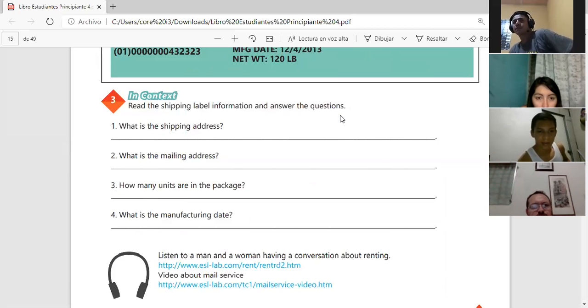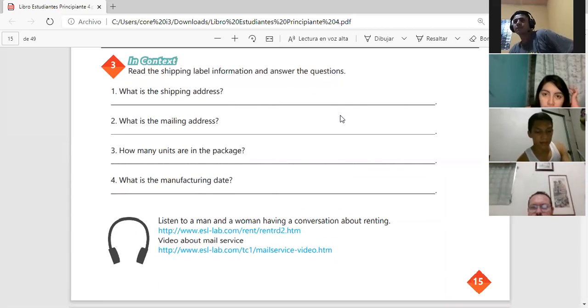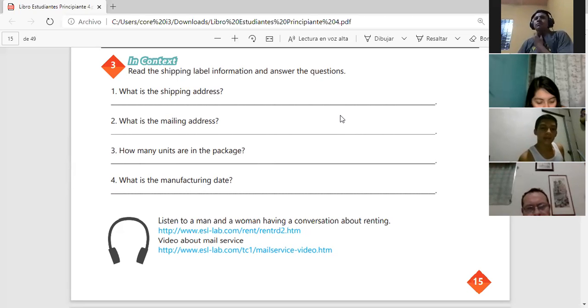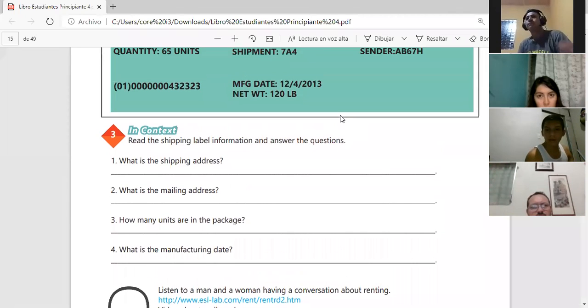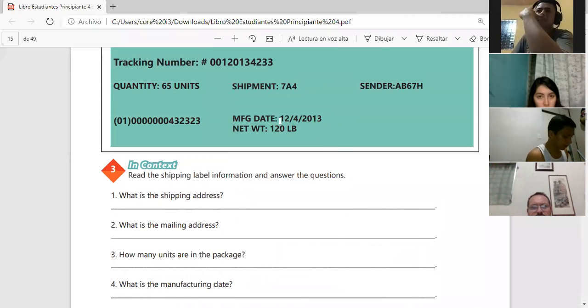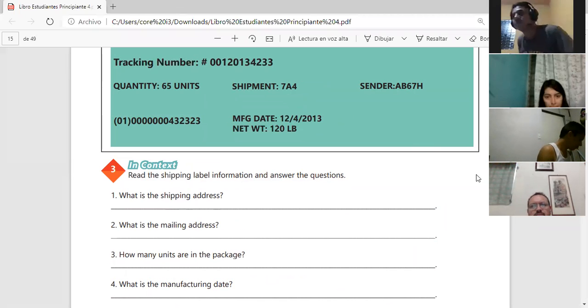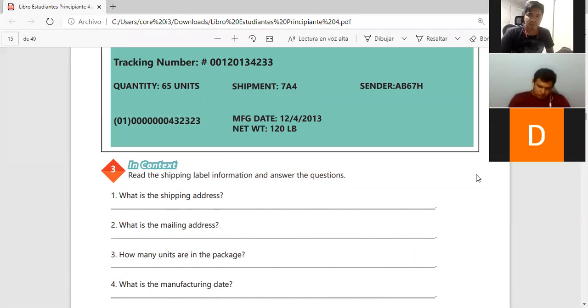Christian, number 4. What is the manufacturing date? I didn't pay attention to the date. Okay. Who has the date? What is the manufacturing date? Only year is 200... Sorry? The date is April 12th, 2013. April 12th, 2013.